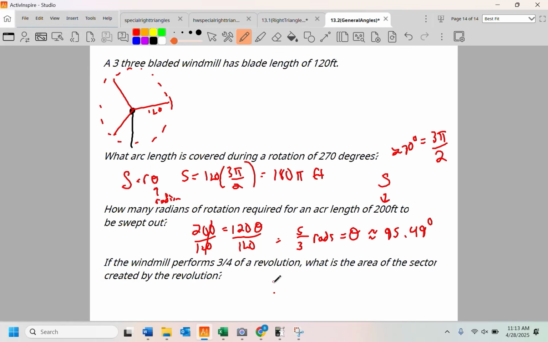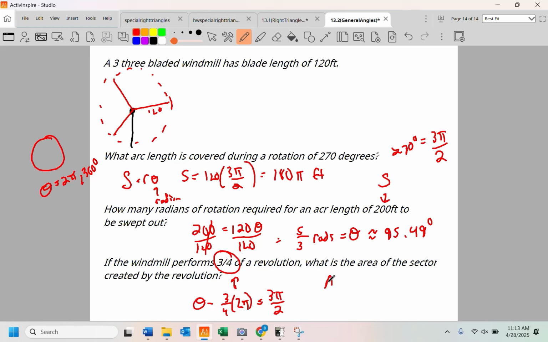If the windmill performs 3/4 of a revolution, now a revolution going all the way around a circle is a radian of twice pi. It's 360 degrees, right? So 3/4 of a revolution has to be 3/4 of twice pi, 3 pi over 2. Think about your unit circle again. You've covered 3 of the 4 quadrants, right? So theta is 3 pi over 2. That's how I find theta.